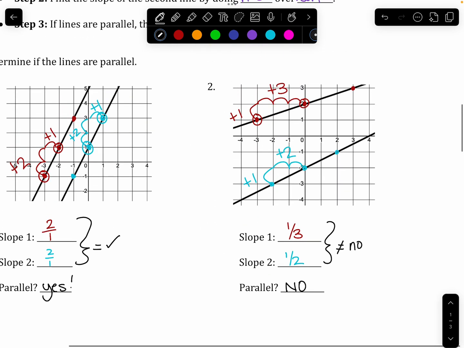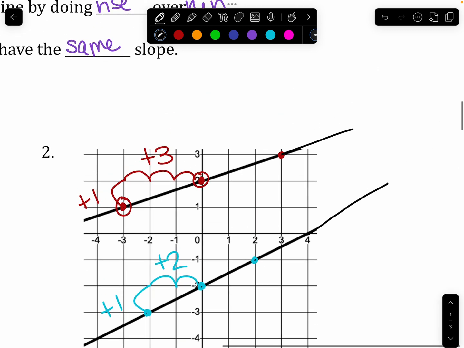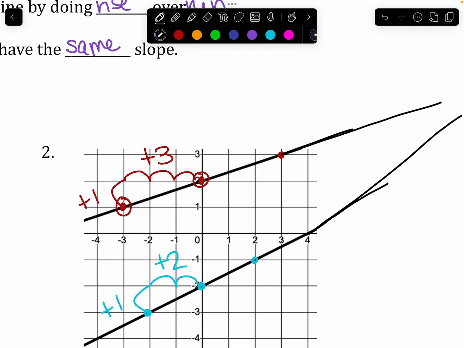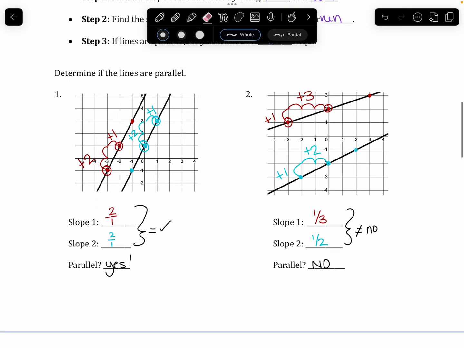No. Even though in this picture these lines are not intersecting, further off the graph where we can't see, they eventually will. I'm going to draw this terribly, but these lines will eventually cross kind of up in that corner somewhere after a while. Okay, so that is how you have to determine if lines are parallel when you have a graph. You can't just say they look parallel, you have to find their slopes.